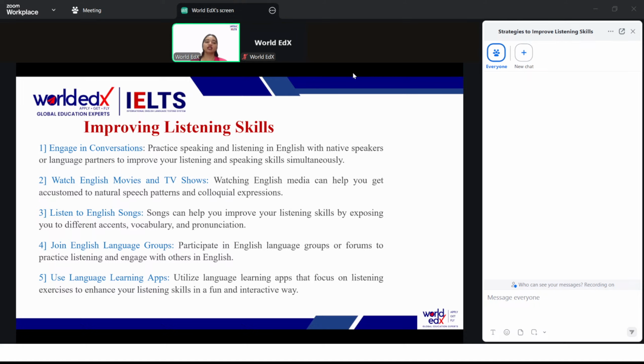And use language learning apps. If you are a beginner and you don't really know what to say, you can use certain kinds of apps, and in an interactive way you will learn English.